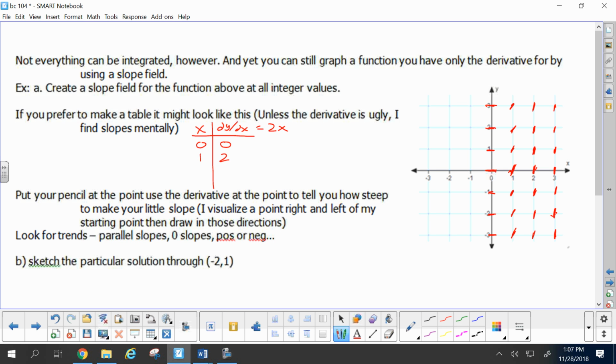Are you with me? What about a negative one? -2. So put your pen on a point and imagine a point down 2 over 1 away, and then continue to do that. Okay, now that's slope field.